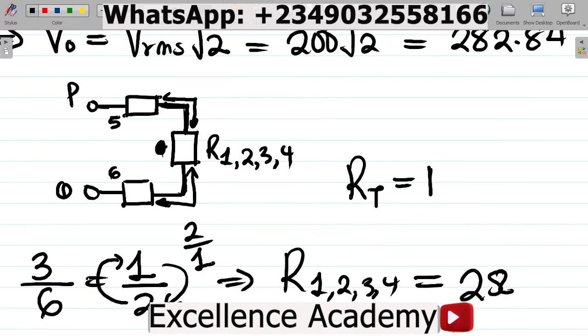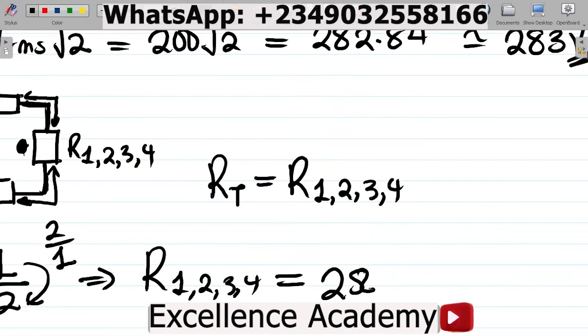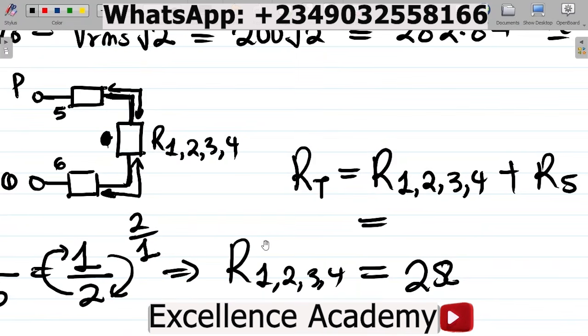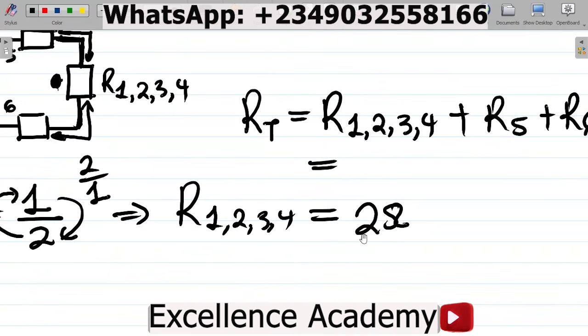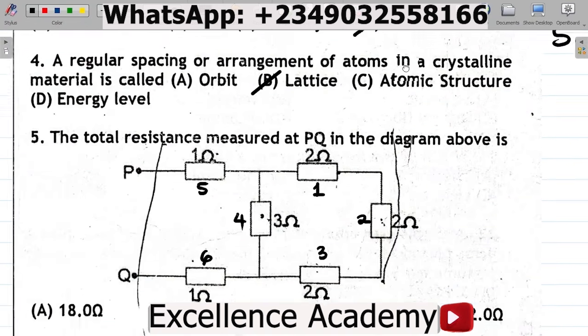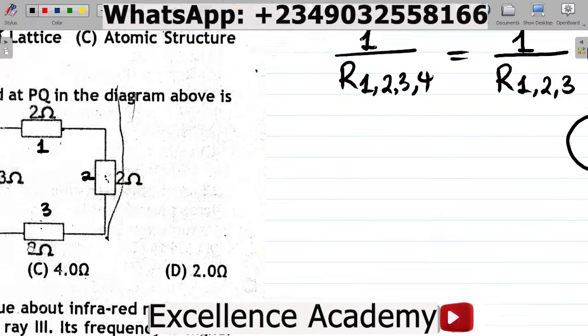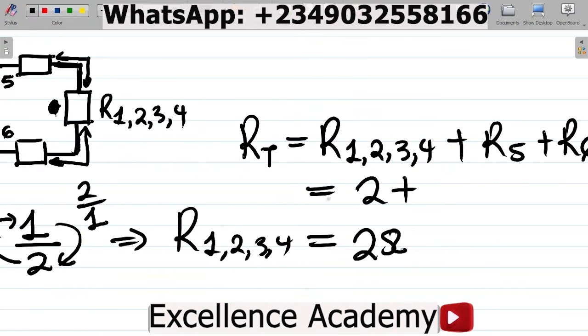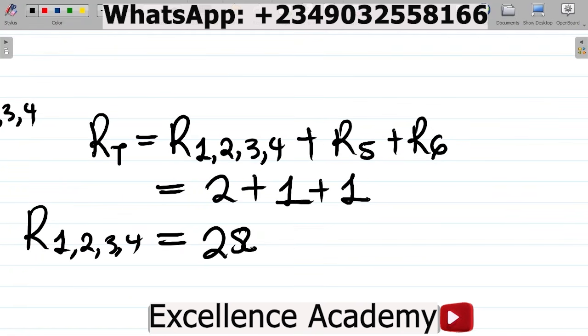R total becomes R1, 2, 3, 4 plus R5 plus R6. This is because they are in series, so I don't have to take the inverse. The value of R1, 2, 3, 4 is 2 ohms, so it becomes 2 plus, let's check the value of R5 and R6. Coming back to the question, R5 is 1, R6 is 1. So it becomes 2 plus 1 plus 1, which gives you 4. So it becomes 4 ohms.